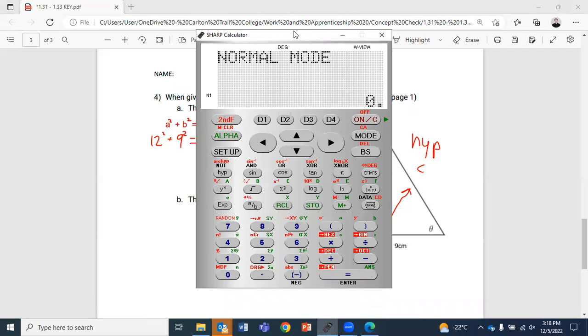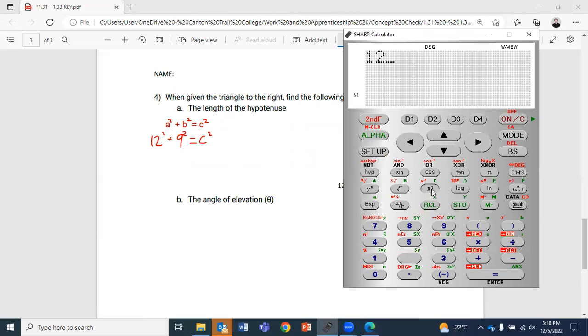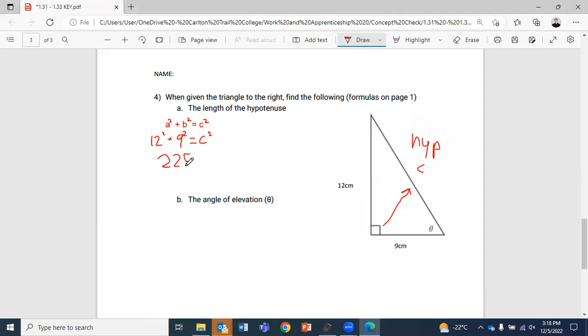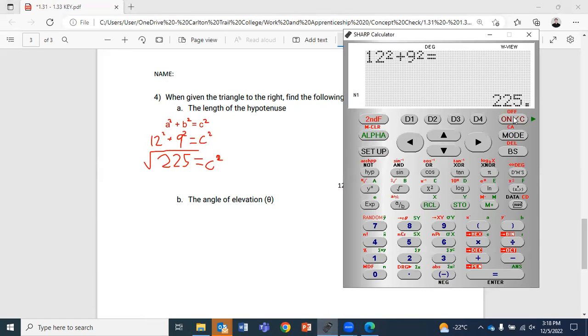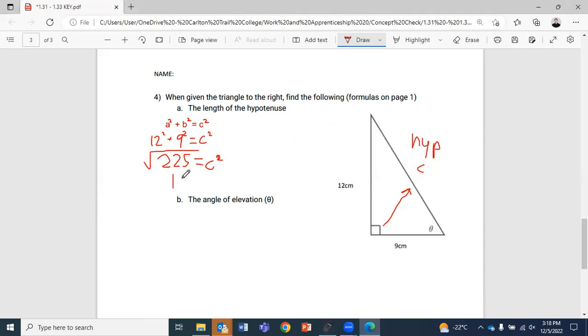So if I'm doing 12 squared plus 9 squared, put it in your calculator: 12 squared plus 9 squared equals 225, which is equal to c squared. I don't care about what c squared is. I care about what c is, right? So to get from c squared to c, I need to take the square root of this 225. The square root of 225 is 15, so c equals 15. So it's 15 centimeters.